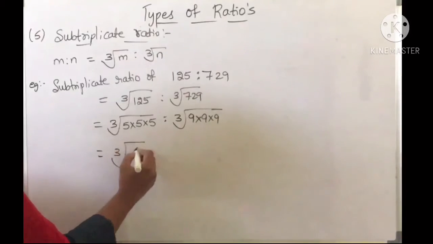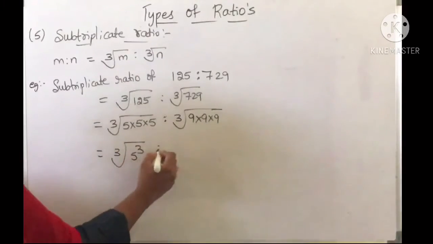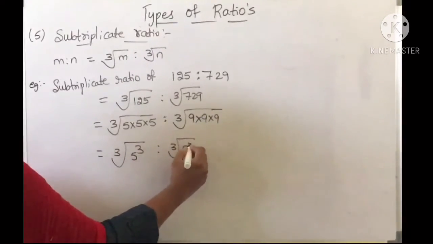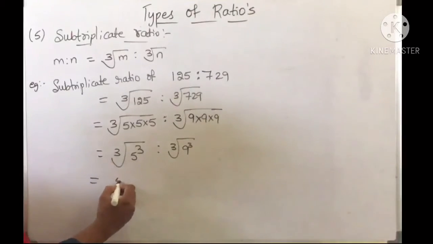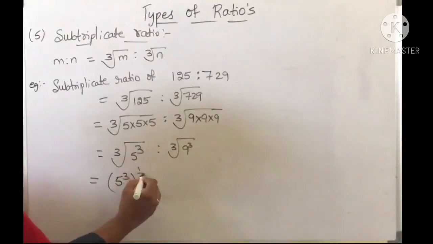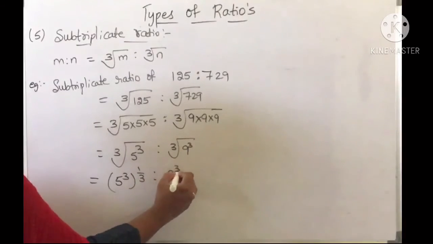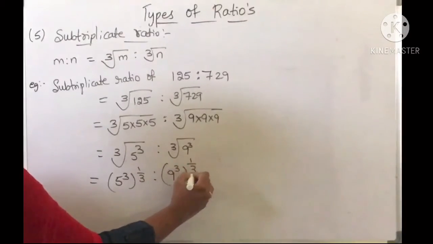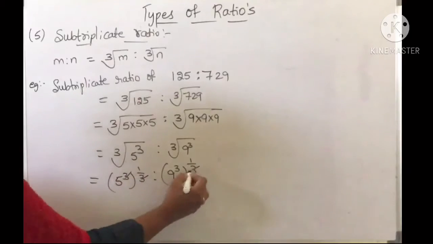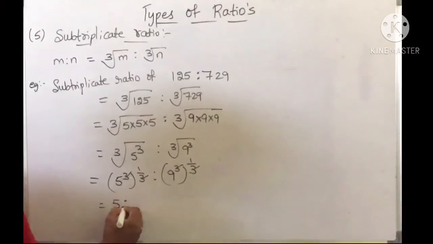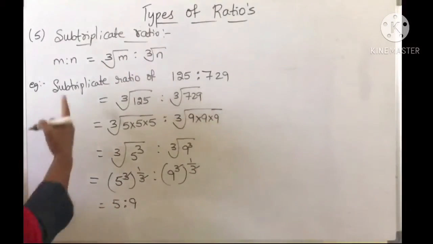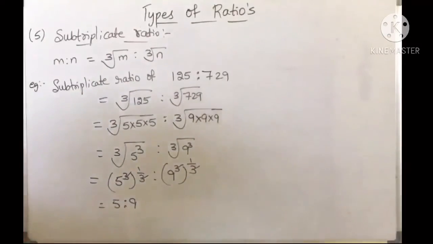Here cube root of 5 to the power of 3 and cube root of 9 to the power of 3. What is the value of cube root, children? It is 1 by 3. So 5 cube whole to the power of 1 by 3 is to 9 cube whole to the power of 1 by 3. The 3 and 3 get cancelled. So finally you will get 5 is to 9. So the subtriplicate ratio of 125 is to 729 is nothing but 5 is to 9.